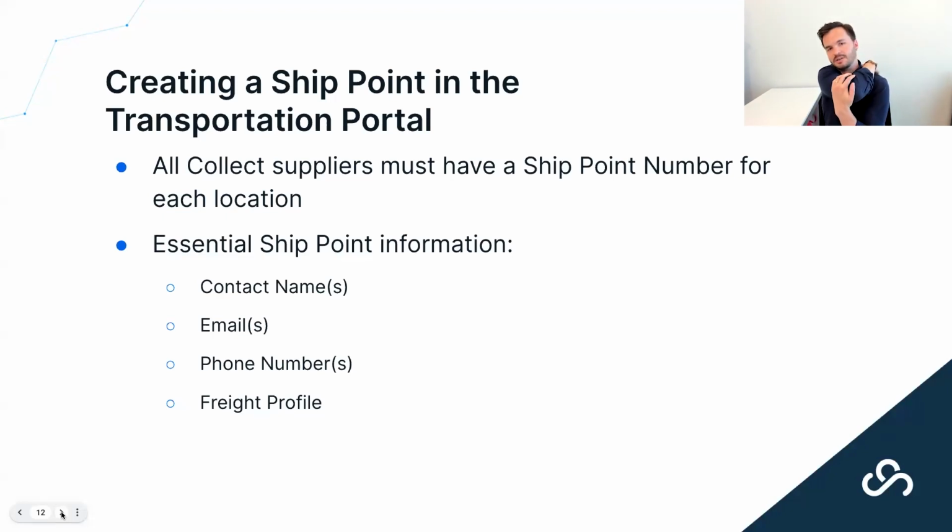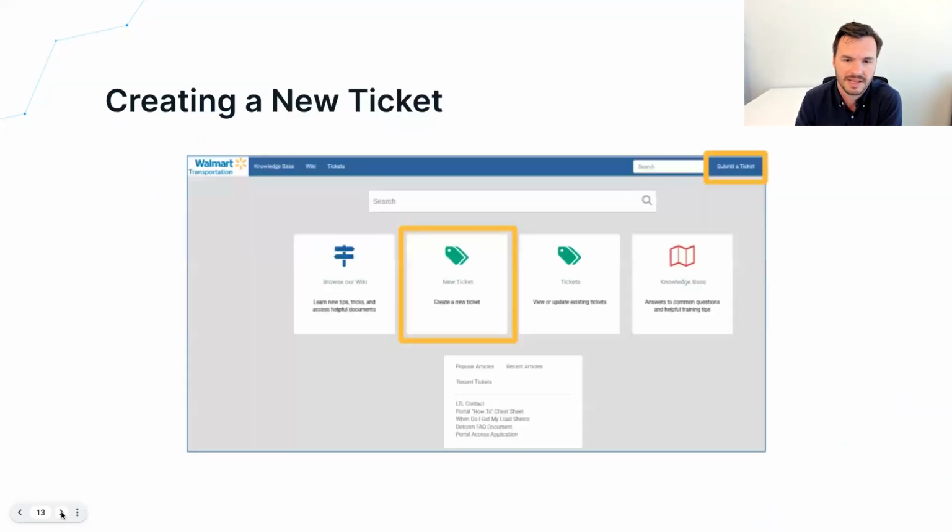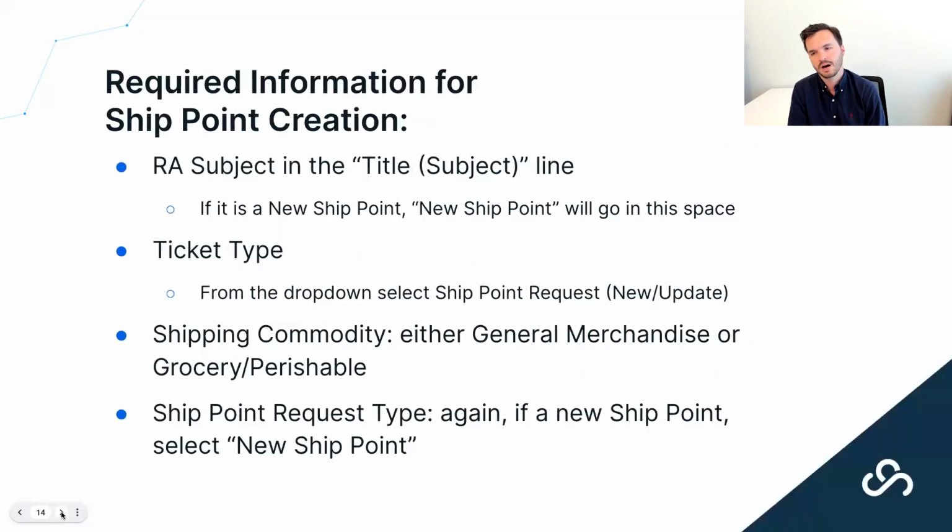For select suppliers, you have to have a ship point number for each location. That's to help Walmart differentiate all of that. So where do you do this? This is the transportation portal. It's under a ticket, so new ticket. If you're wondering what that's for, new tickets can be made for other things as well, not just for ship point creation. But if you're doing a new ship point, you're going to start there with the new ticket option.